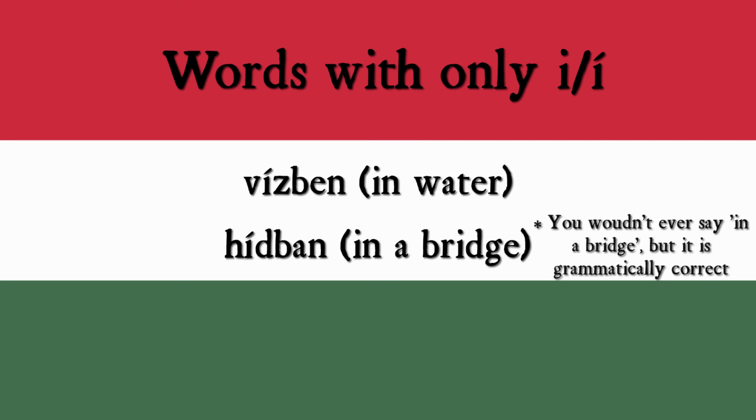What if a word only contains one or multiple i's and no other vowels? In a case like that, some words use front and some words use back, so you just have to memorize them. If I had to hazard a guess based on experience, I'd say that more words use the front vowel suffixes. Some examples are vízben, hídban, and ingben. For a word like this, if you want to be safe, just use the front vowel suffix, but that's not going to work 100% of the time, so there's always a bit of a risk if you don't know.